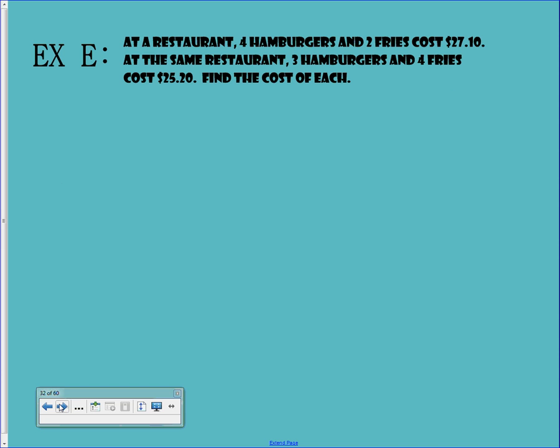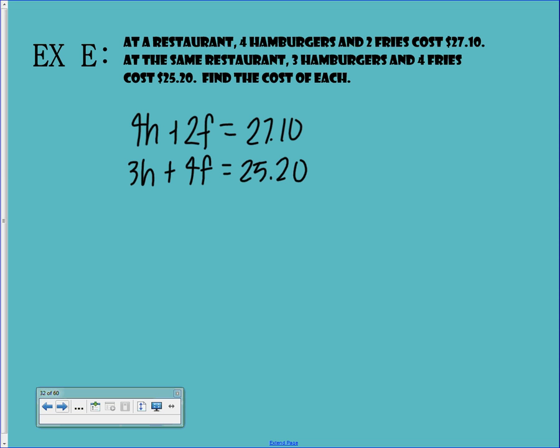And then let's try one story problem. At a restaurant, 4 hamburgers and 2 fries cost $27.10. At the same restaurant, 3 hamburgers and 4 fries cost $25.20. Find the cost of each. So if I write the equation for the first restaurant, it'd be 4 hamburgers plus 2 fries equals $27.10. At the second restaurant, I have 3h plus 4 fries equals $25.20. So there's my original system.